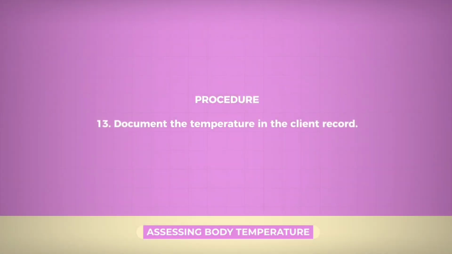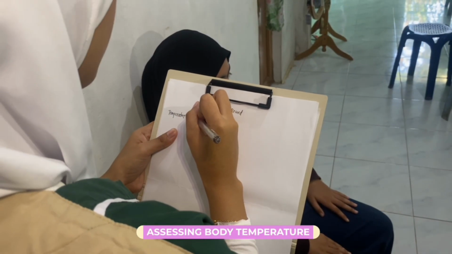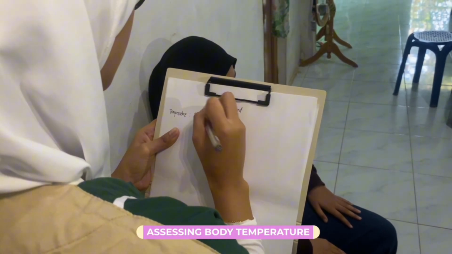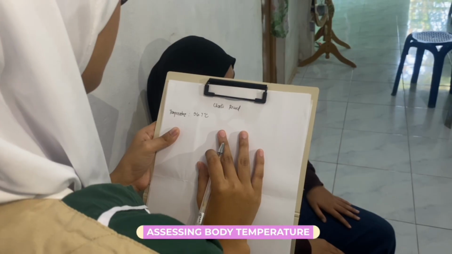Then lastly, document the temperature in the client record. Accurate documentation provides a legal record, communicates important information to the healthcare team, and helps monitor changes in the client's condition. So the temperature of the client is 36.7 degrees Celsius and it is normal.